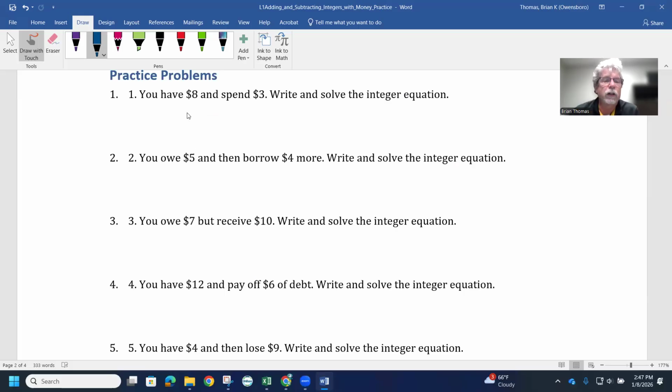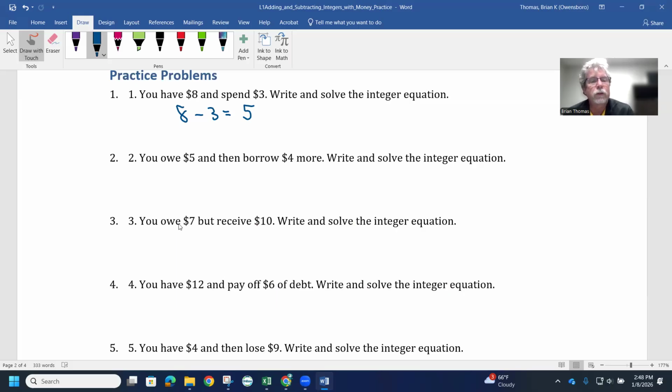So if we reason this out, you have $8 and spend $3. What kind of problem does that seem like? Is that an addition problem or is that a subtraction problem? So to me, I have $8 means that's a positive 8. But if you spend $3, that means you're removing $3 of income. So if I do that, 8 minus 3 turns into 5. So that becomes our equation. 8 minus 3 is equal to 5.